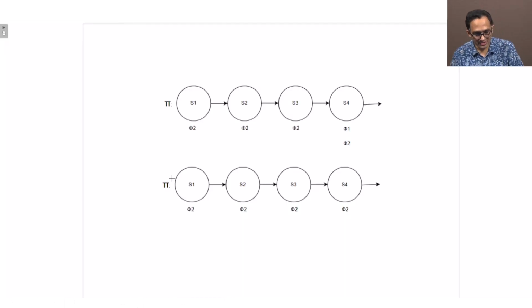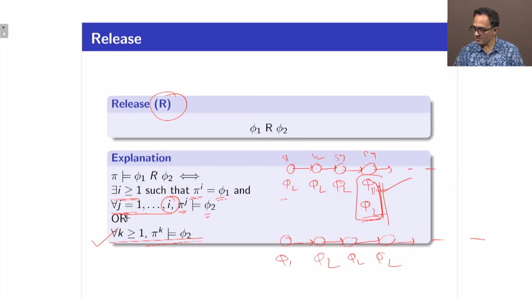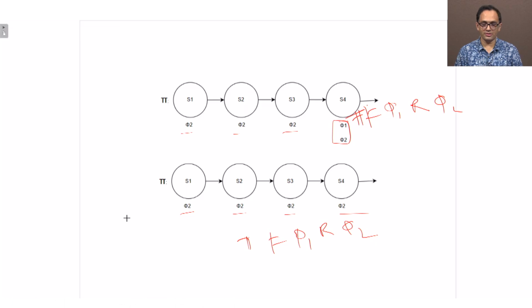So again let us take an example. So here phi 2, phi 2, phi 2 holds, and then here both phi 1 and phi 2 hold, then I will say phi 1 releases phi 2. So this pi satisfies this. Similarly here phi 2, phi 2, phi 2, phi 2 keeps holding, then also I will say pi satisfies phi 1 releases phi 2, because it is never released, it just keeps holding. So these are the two scenarios where phi 1 releases phi 2 holds.